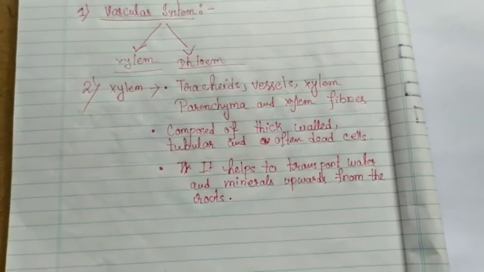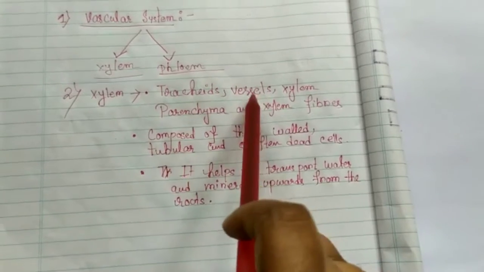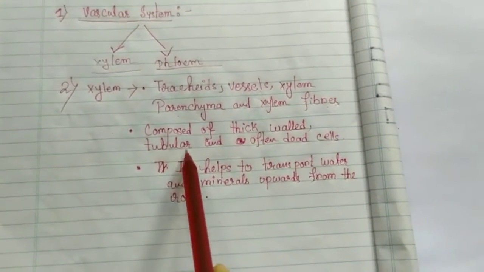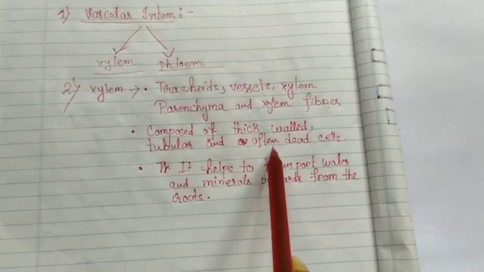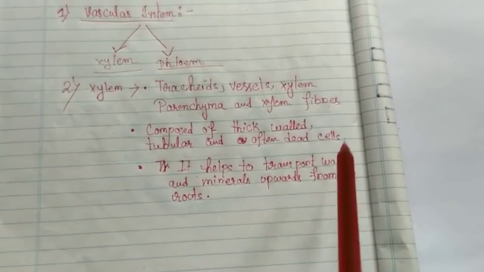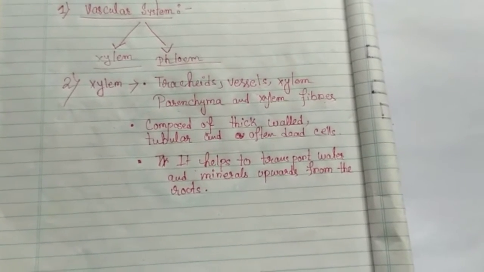Xylem and phloem. So here are a few points about xylem. It consists of tracheids, vessels, xylem parenchyma and xylem fibers. It is composed of thick-walled, tubular and often dead cells. And it helps to transport water and minerals upward from the roots.